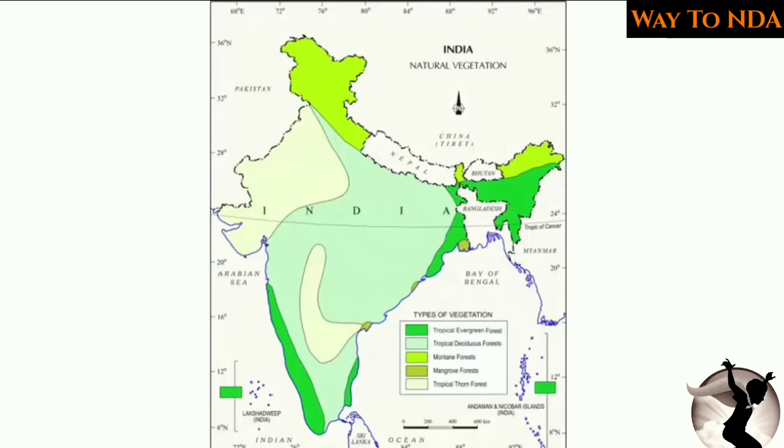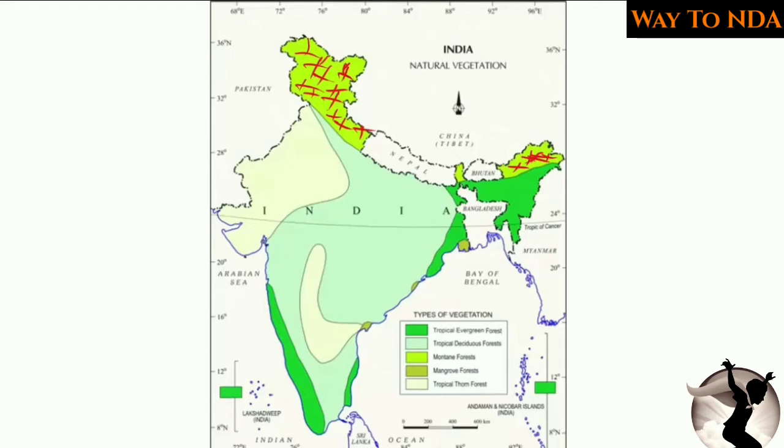Now, mountain forest you will find in the green area. This green area, parrot green, represents the mountain forest. Remember the parrot green area: you will find the mountain forest there because they are mostly found in the Himalayas. So we know that this area is covered by the Himalayas.